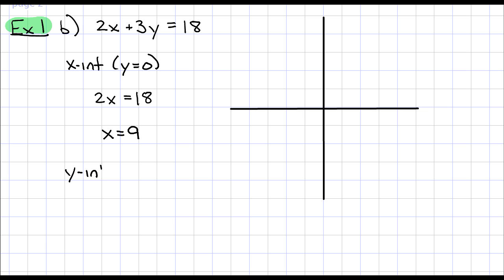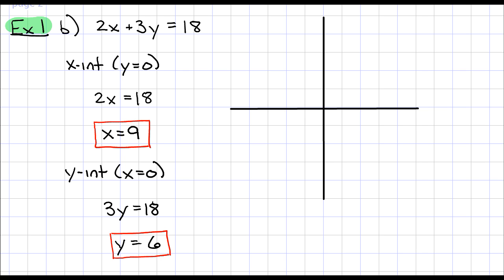First, let's find the y-intercept. Well, the y-intercept is where x is equal to 0. Plugging in x equals 0, I'm left with 3y equals 18, or y equals 6. So there are my intercepts. X equals 9, y equals 6. Plotting those on the graph, let's say that each one of these boxes represents 2 units. X equals 9 would be right over here. So let's go ahead and label that. Y equals 6 would be up here. We'll label that as well.